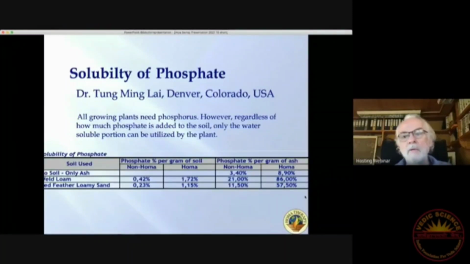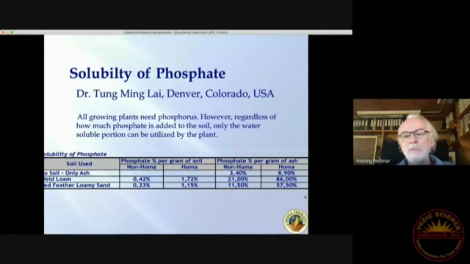Just one example. Phosphorus, we know that phosphorus is essential for plants. And normally farmers just add rock phosphate or whatever to the plants. But phosphorus is normally present in the soil, but not available for plants because it's not water soluble. So this experiment showed that if you add Agnihotra ash to the soil, the percentage of water soluble phosphorus increases by 3 or 4 times.